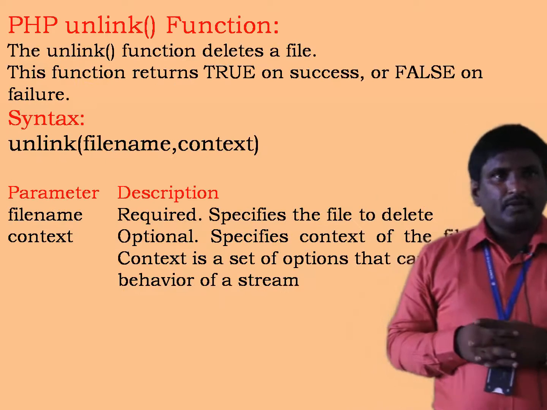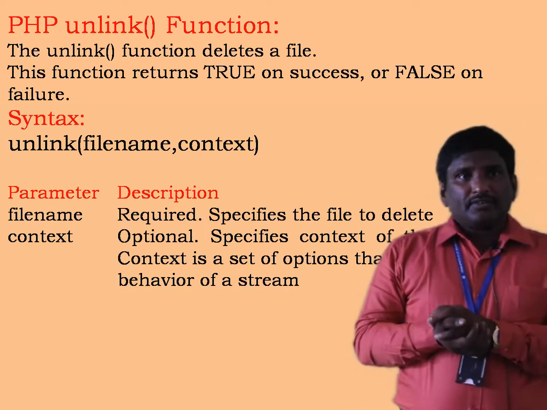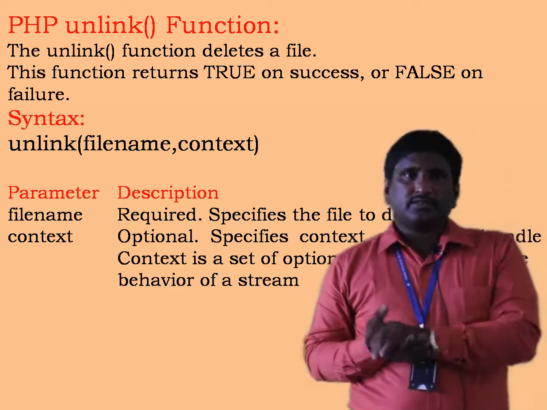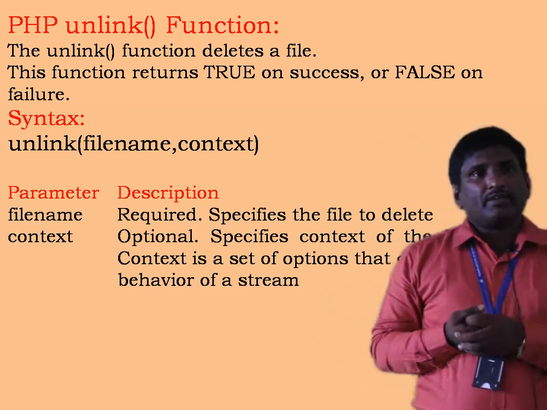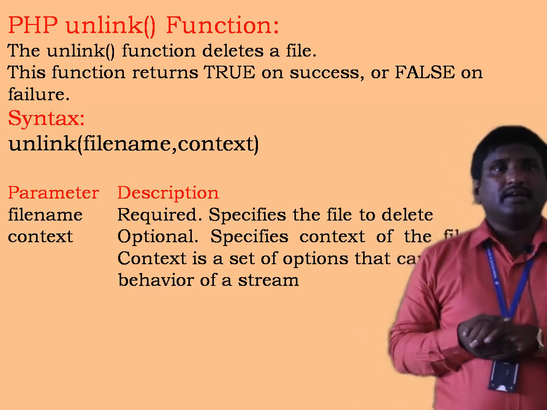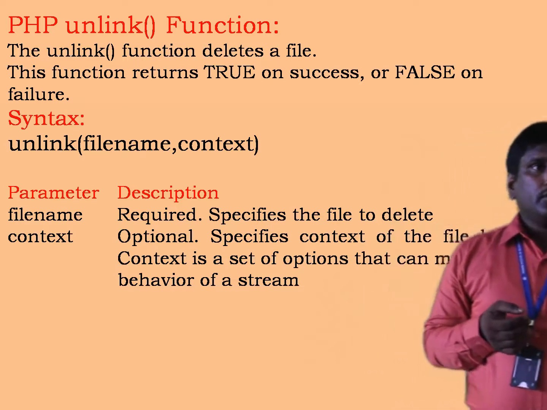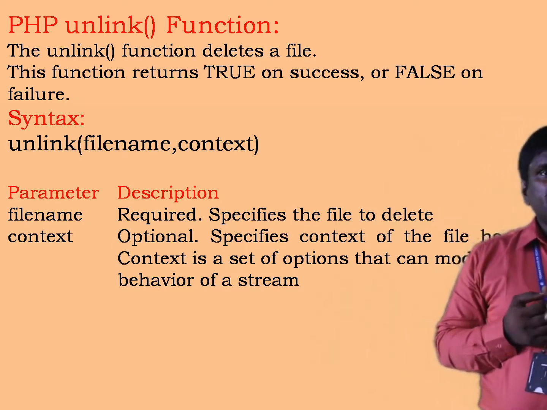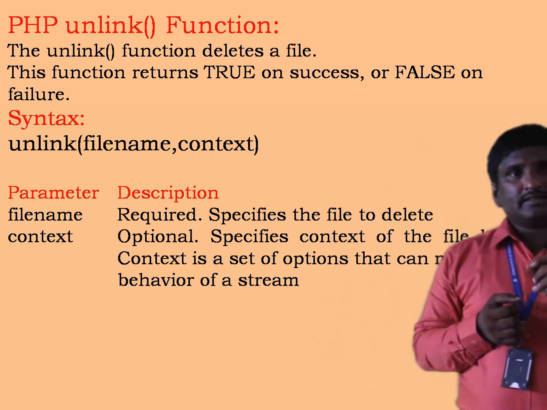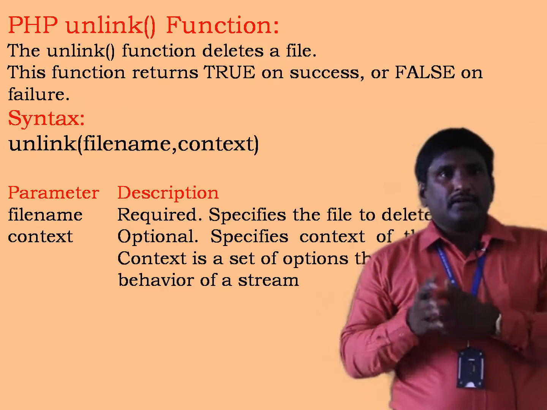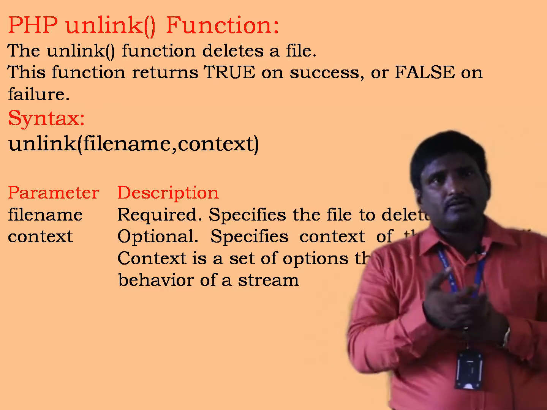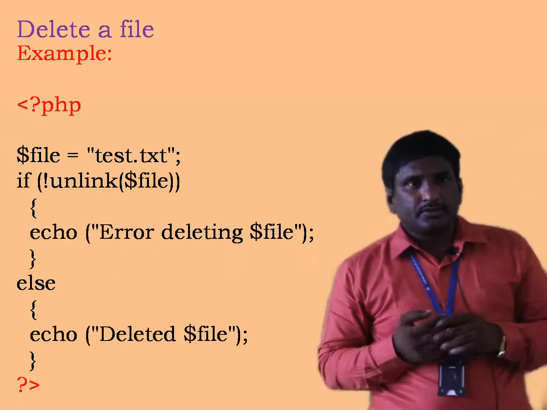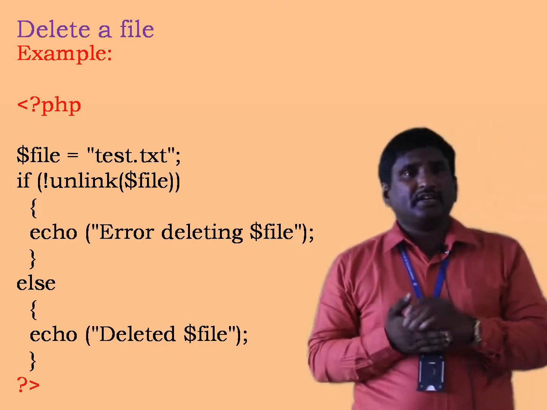Next, the unlink function, which deletes a file. The function returns true on success, or else false. The unlink function has 2 arguments: one is the file name, another is the context. The file name is required and specifies the file to be deleted, and the context is optional; it is a set of options that can modify the behavior of the stream. So the file that is going to be deleted is required if you use the unlink function in PHP. Next, this is the example for deleting a file.